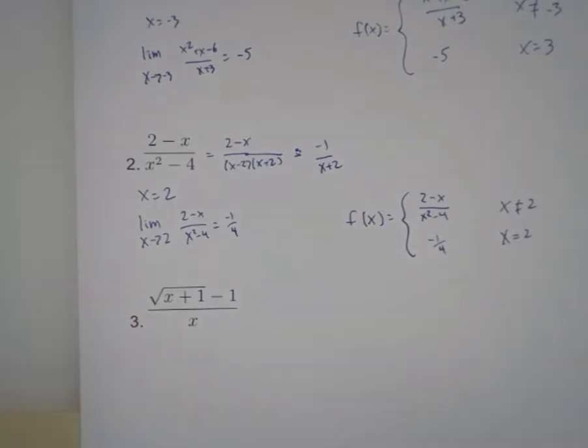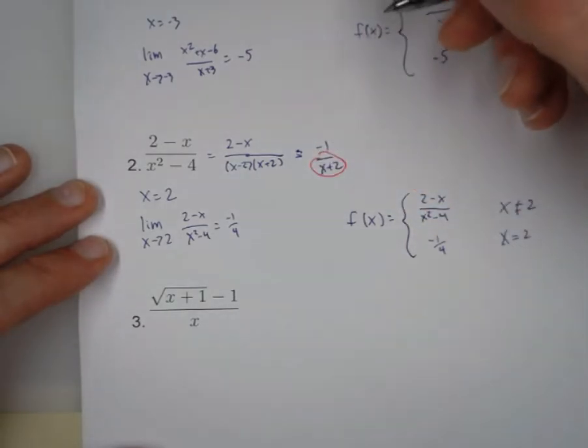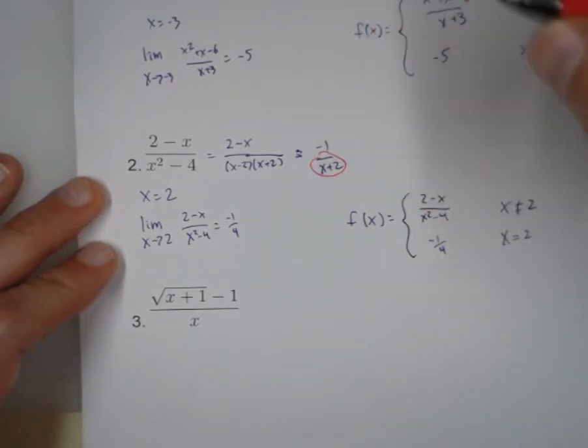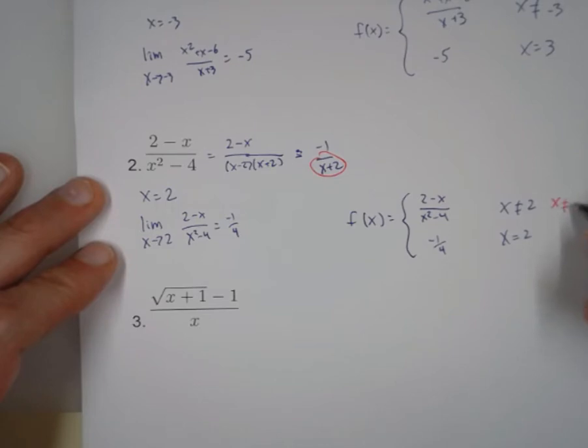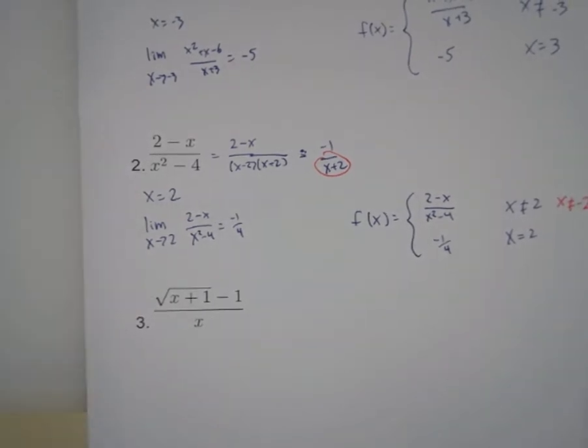Now, one thing that some teachers may also have you do is to identify any other places where the function is not continuous, whether it's removable or not. And in this case, we have one other place where the function is undefined, and that is at negative 2. Now, that's a non-removable discontinuity, but some teachers, some books will say take that out as well.